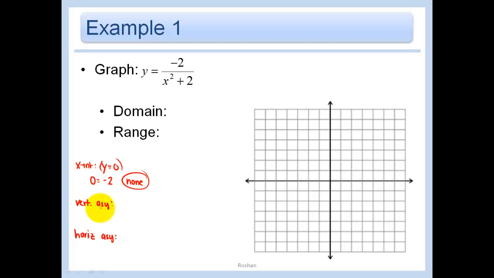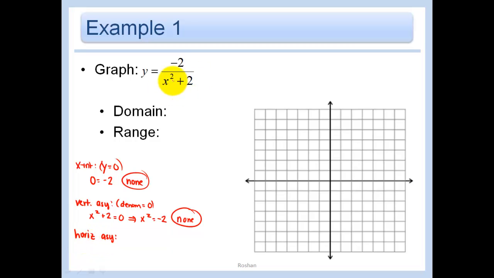What is a vertical asymptote? That's what can x not be. So look at when the denominator equals 0. When does x squared plus 2 equal 0? In other words, when does x squared equal -2? Since we're dealing in the real number system now, we have no vertical asymptote because something squared cannot be a negative number if it's real. Now let's go for the horizontal asymptote.